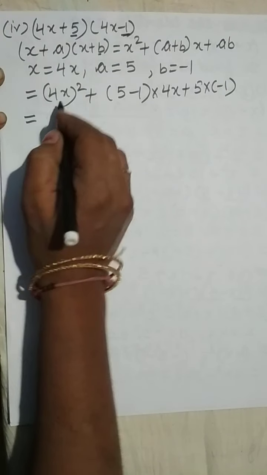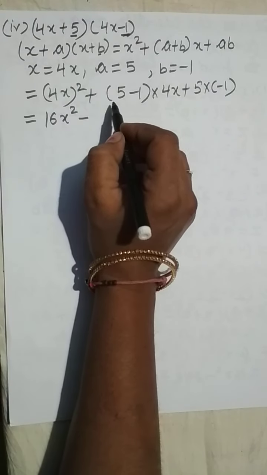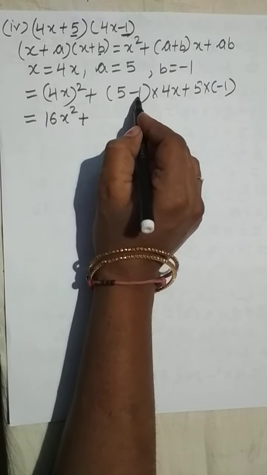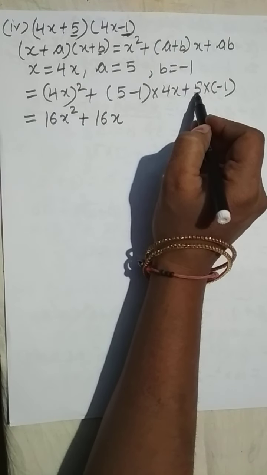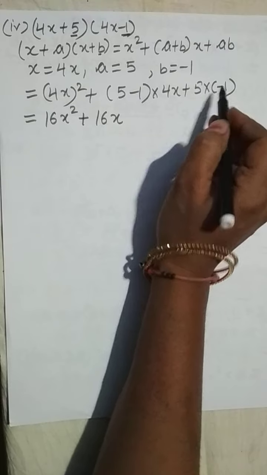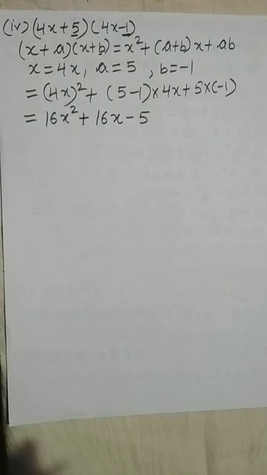Now do the simplifications. 4 squared is 16x square plus 5 minus 1 is 4. 4 times 4x is 16x plus 5 multiplied by minus 1 is minus 5. 16x square plus 16x minus 5 is the answer.